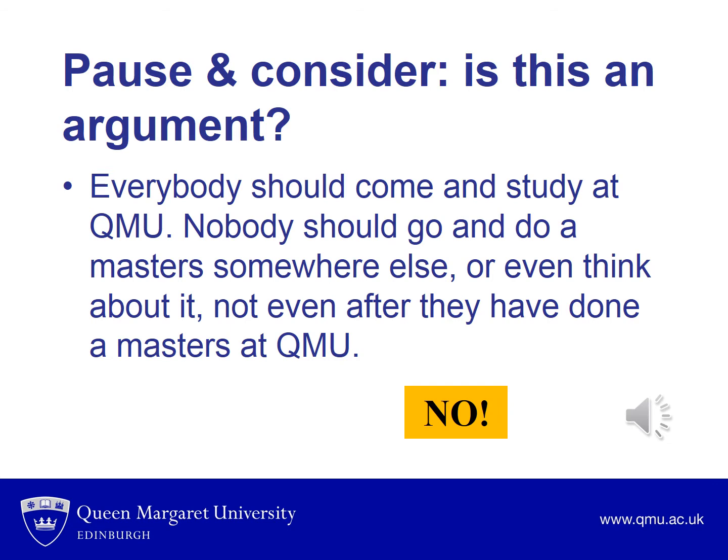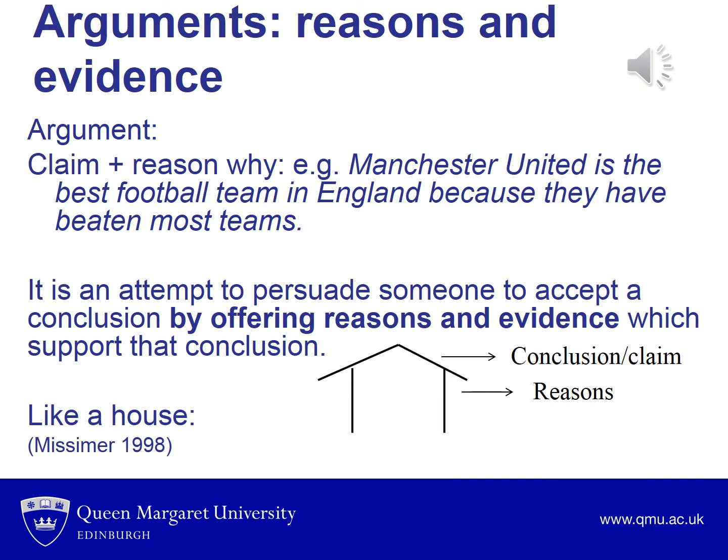If you're arguing that everybody should come and study at QMU, there should be a reason for that argument. For example, if you're saying QMU is the best place to study international health, there's a reason to then come and study international health at QMU. However, is stating the reason enough? You also need to consider or provide evidence for the claim. Effective arguments are like a house. The claims should have clear reasons built on evidence. Through argumentation, you're trying to persuade someone to accept a conclusion. And for this, you need to offer reasons and evidence to back up the reasons.